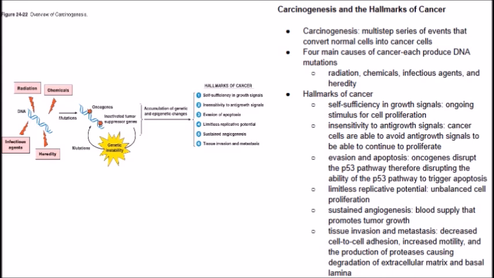The hallmarks of cancer are, first, self-sufficiency in growth signals, which is continuous stimulation for the cell to grow. The second is insensitivity to anti-growth signals. The third is evasion of apoptosis, and this disrupts the P53 protein and its ability to trigger apoptosis. Number 4 is limitless replicative potential. The 5th one is sustained angiogenesis, which is creating its own blood supply for tumor growth. And the last one is tissue invasion and metastasis.